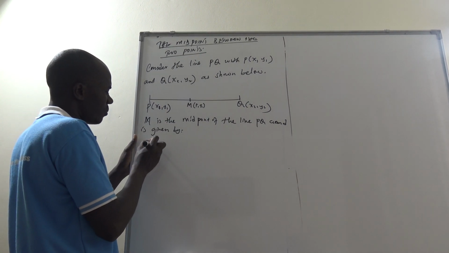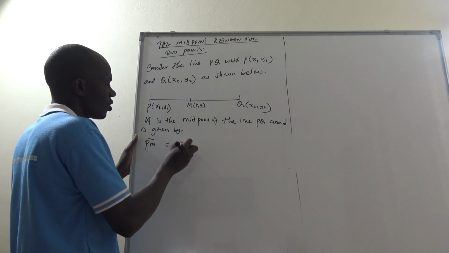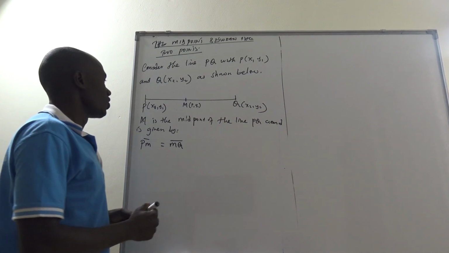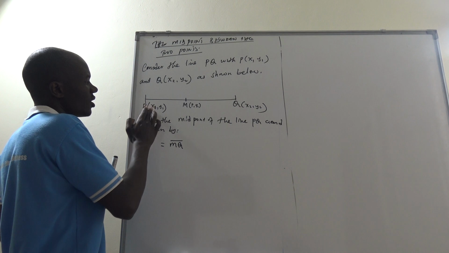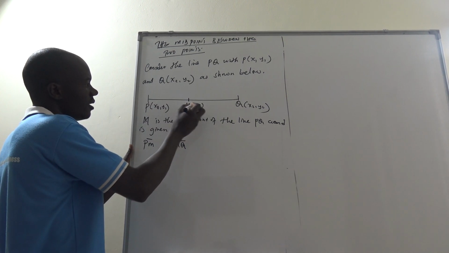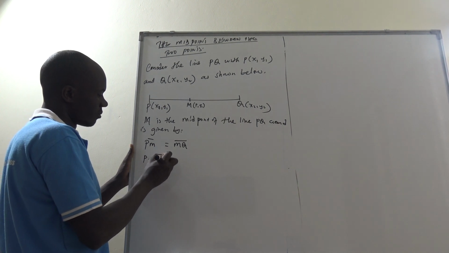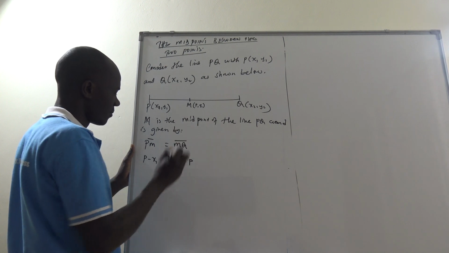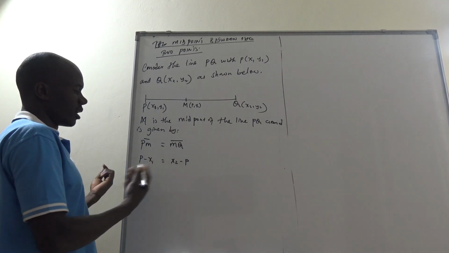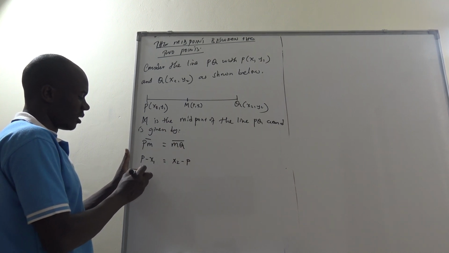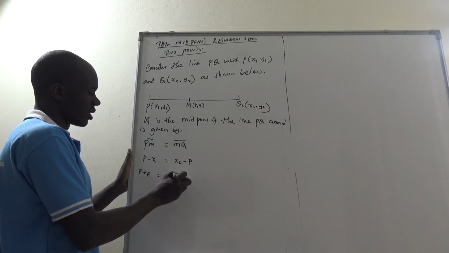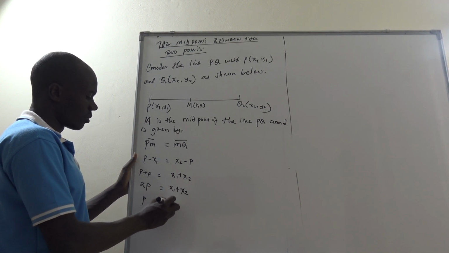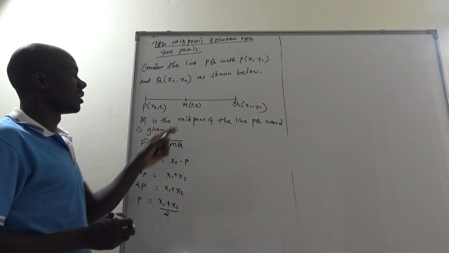It implies that the length of PM is always the same as the length of MQ. So if this one is the midpoint, the length of PM is the same as the length of MQ. When you look at the x coordinate, it will be p. If you get the difference, it will be p minus x1, which is the same as the other side, x2 minus p. So if I try to make p alone the subject, you collect like terms: p plus p equals x1 plus x2, so 2p equals x1 plus x2. Making p alone, p is x1 plus x2 over 2. That's how we are getting point p.